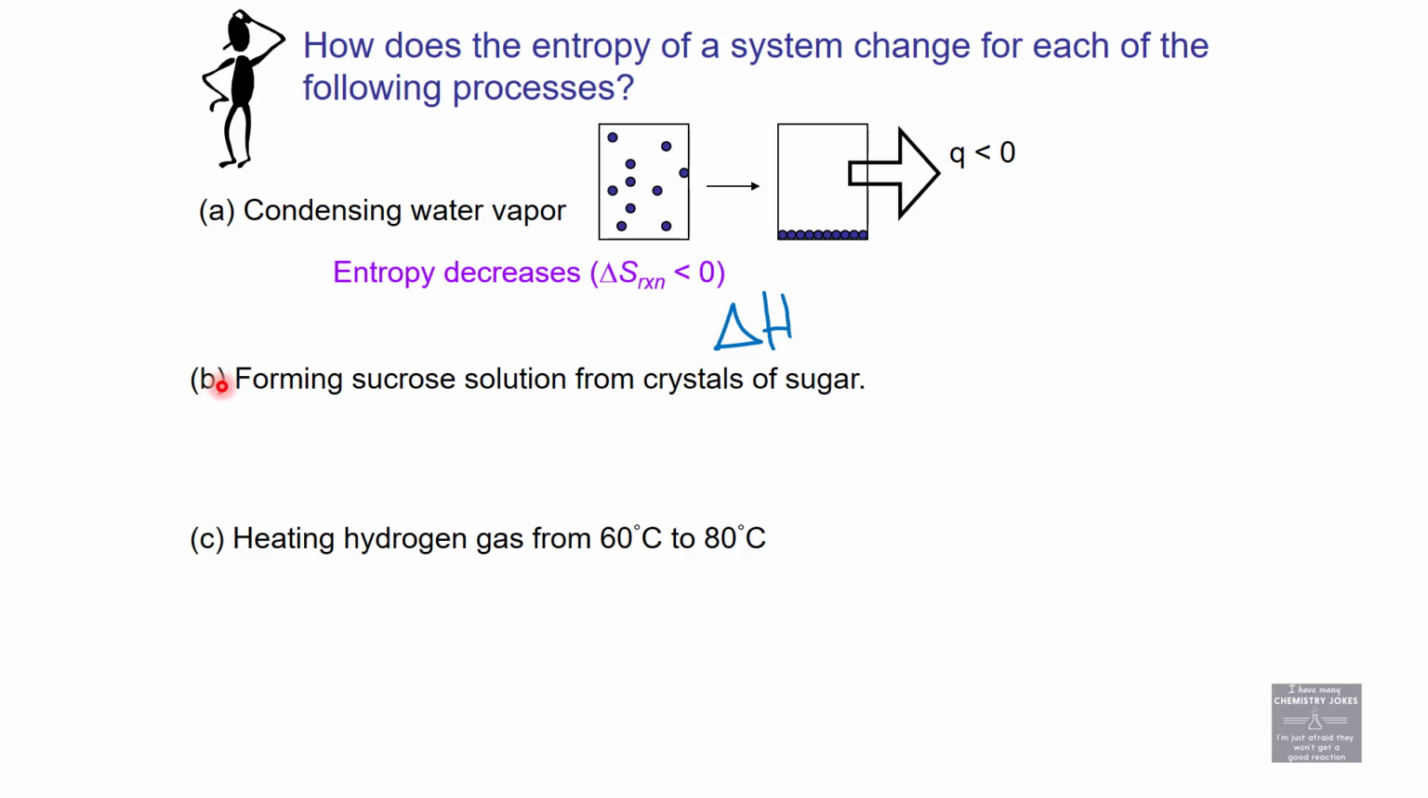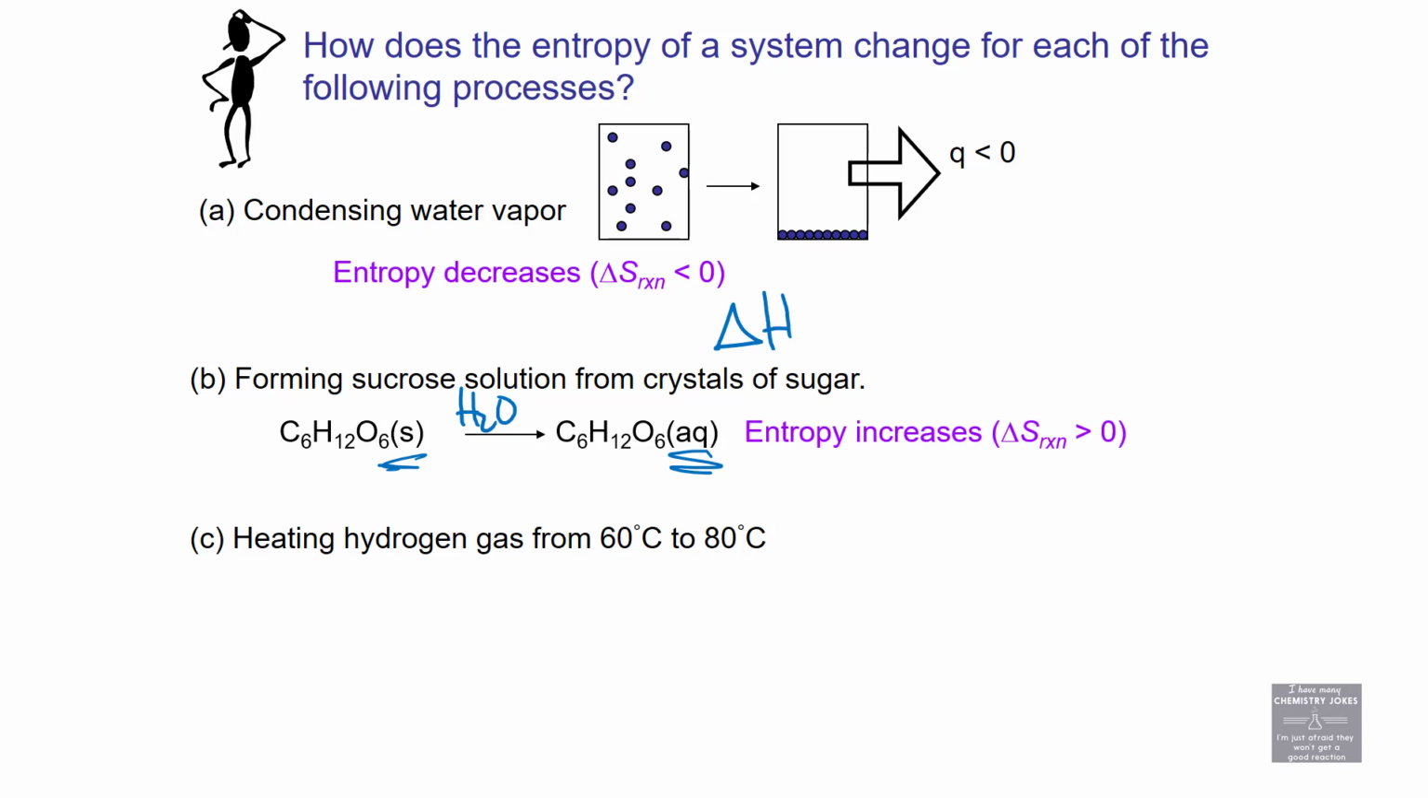Forming sucrose solution from crystals of sugar. That means solid sucrose becoming aqueous sucrose. You've added water to this thing, and it has started to associate with your sucrose molecules, but that sucrose still does not dissociate. It has associated but not dissociated. Going from a solid to an aqueous solution is absolutely more disordered than before. The energy is more spread out than it was before, so delta S is positive for this guy.